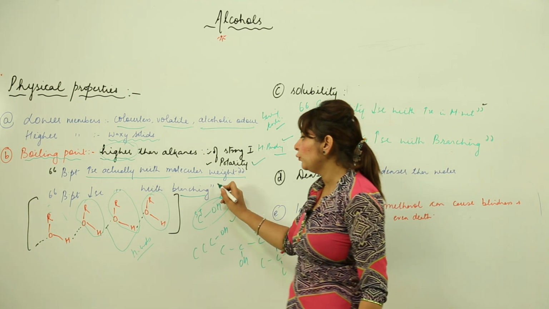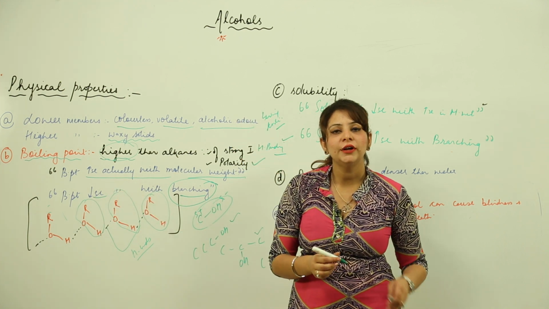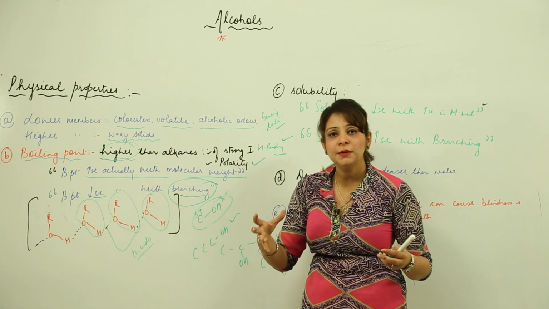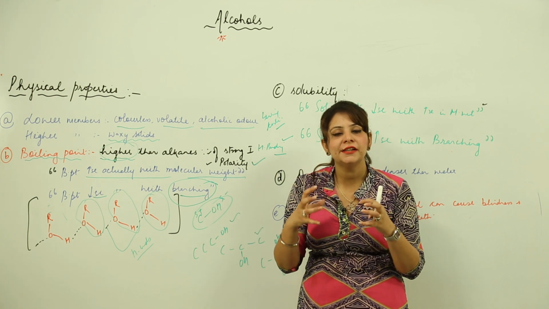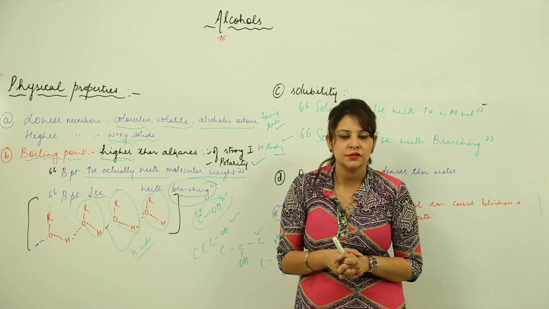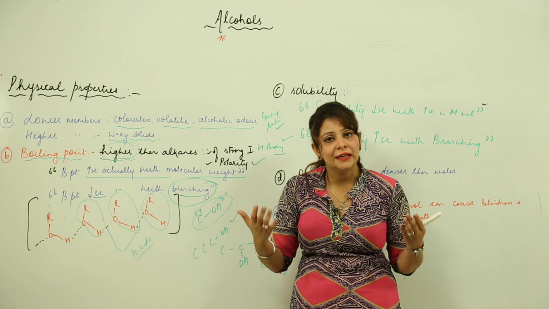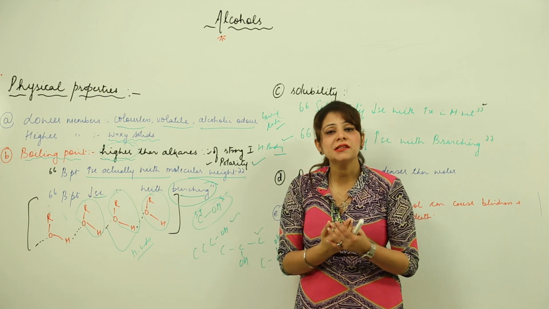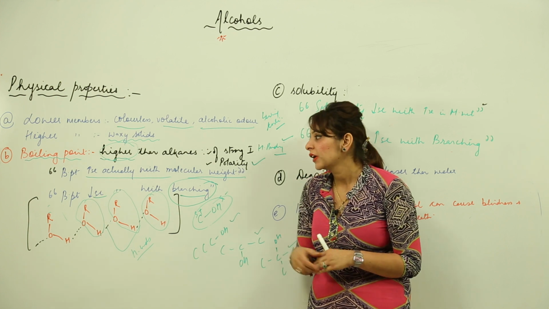So with branching what do we observe? We observe that the boiling point decreases. What happened actually? Branching means more compactness, and when there is more compactness, it leads to a decrease in the attractive forces, and when there is a decrease in attractive forces, we need to supply less heat to boil it. So that is the reason that the boiling point decreases with increase in the branching, right?